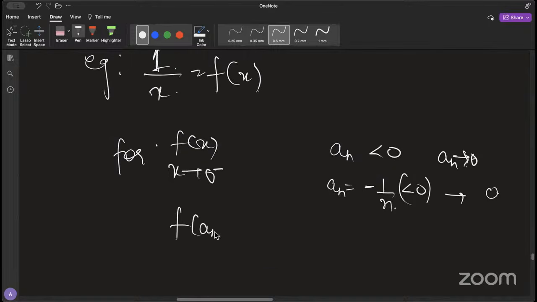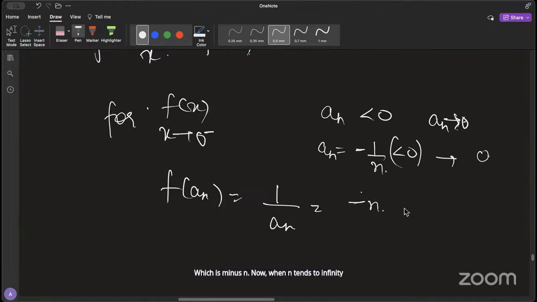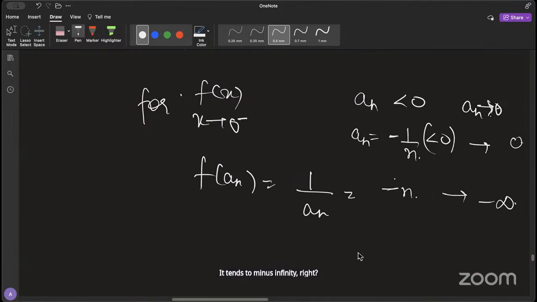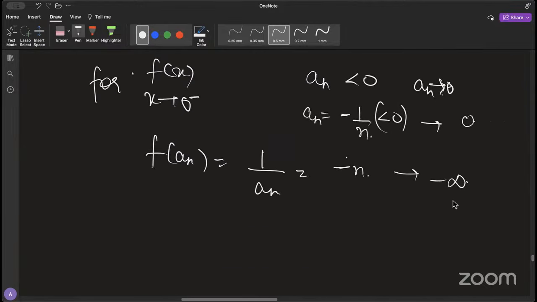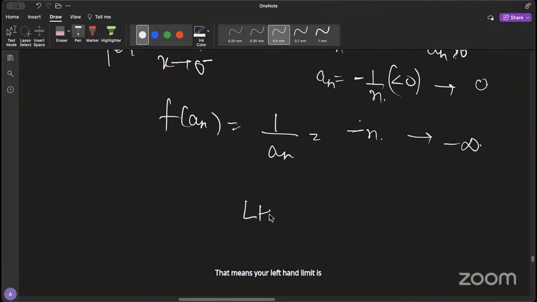Then my f of a_n will be 1 by a_n, which is minus n. Now when n tends to infinity, where does your minus n go? It tends to minus infinity, right? So that means your left-hand limit at x equals 0 is minus infinity.